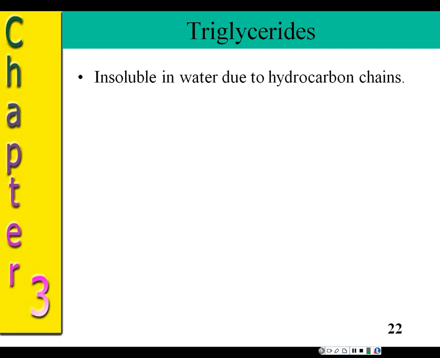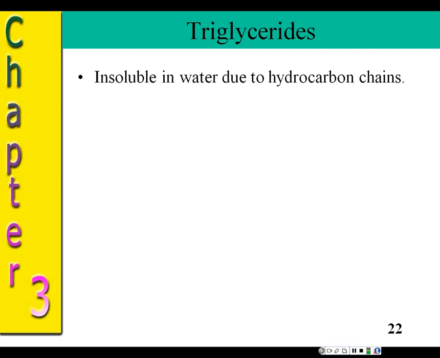This looks like 5 to me. Is that 5? Yes. All right. So a hydrocarbon chain.